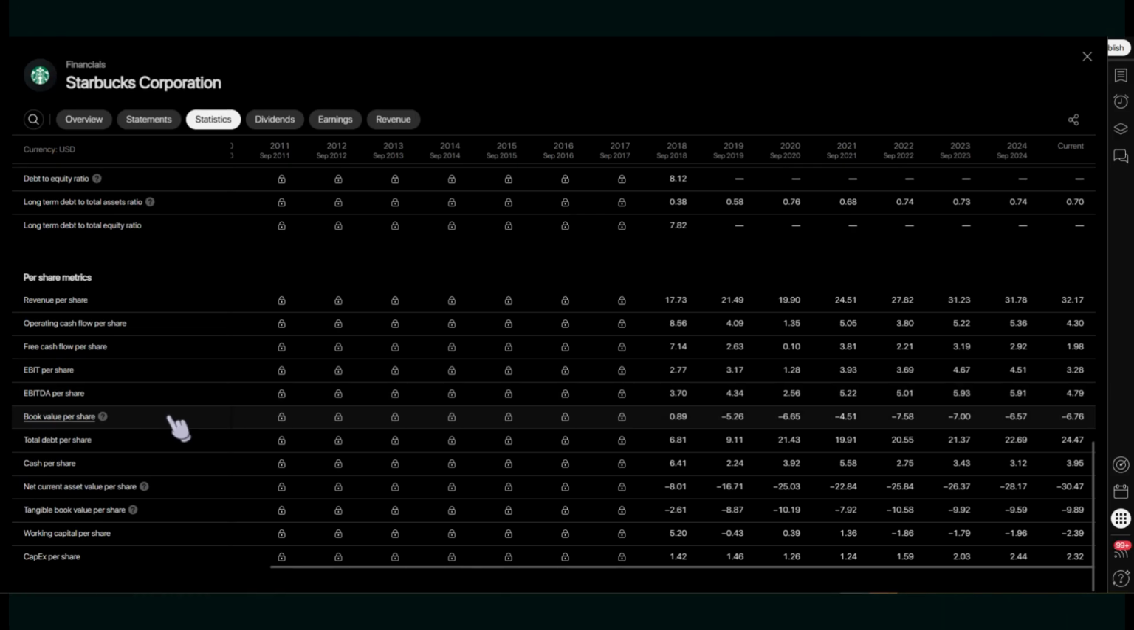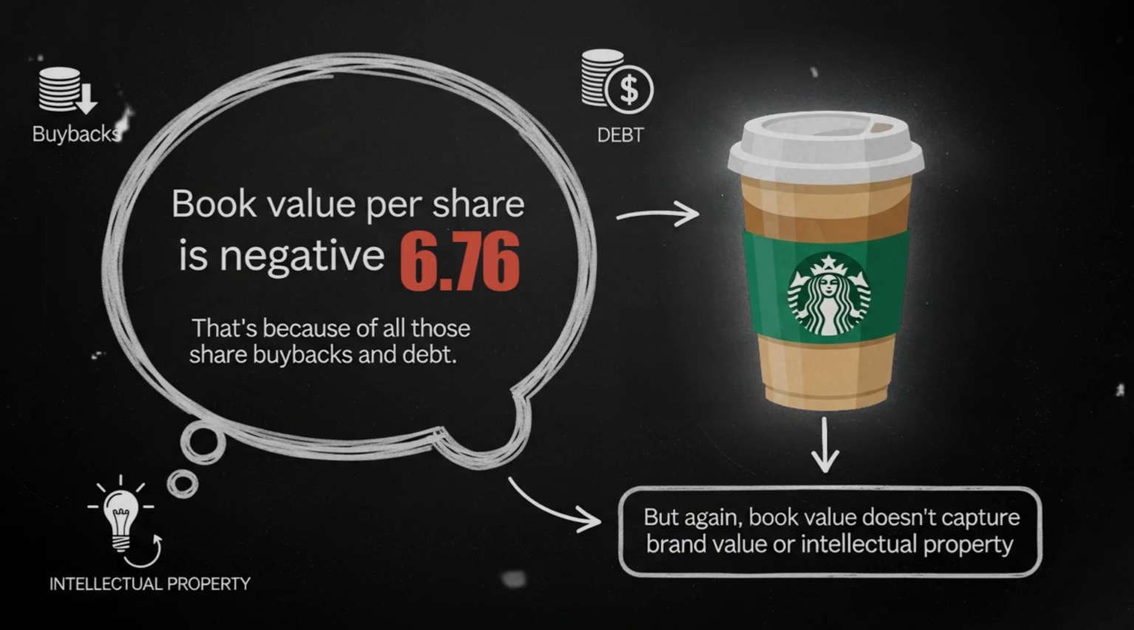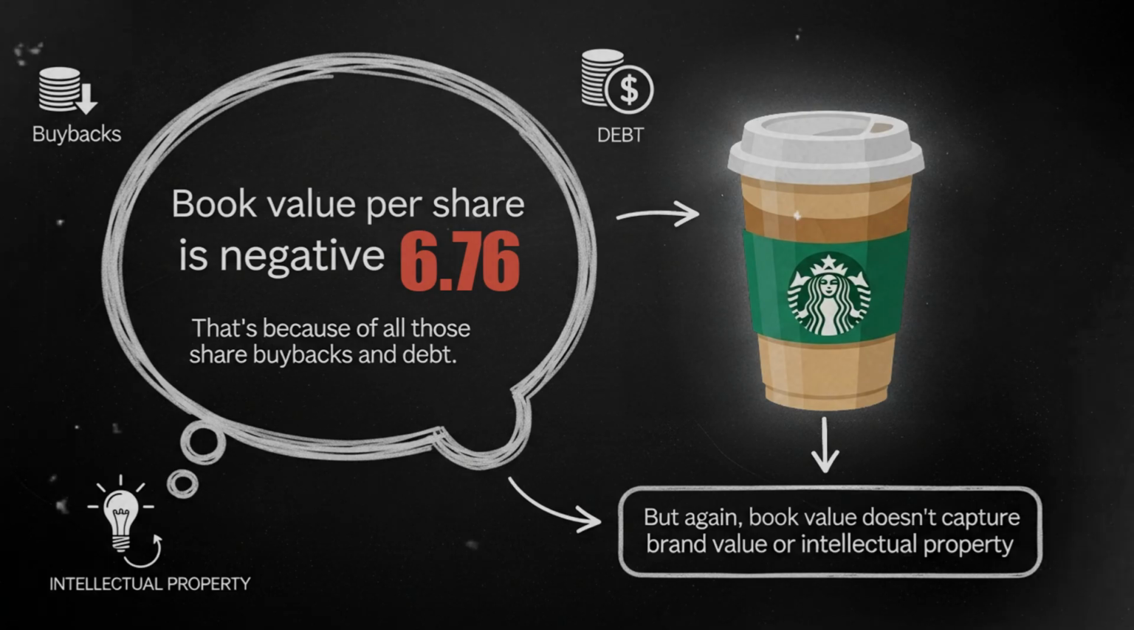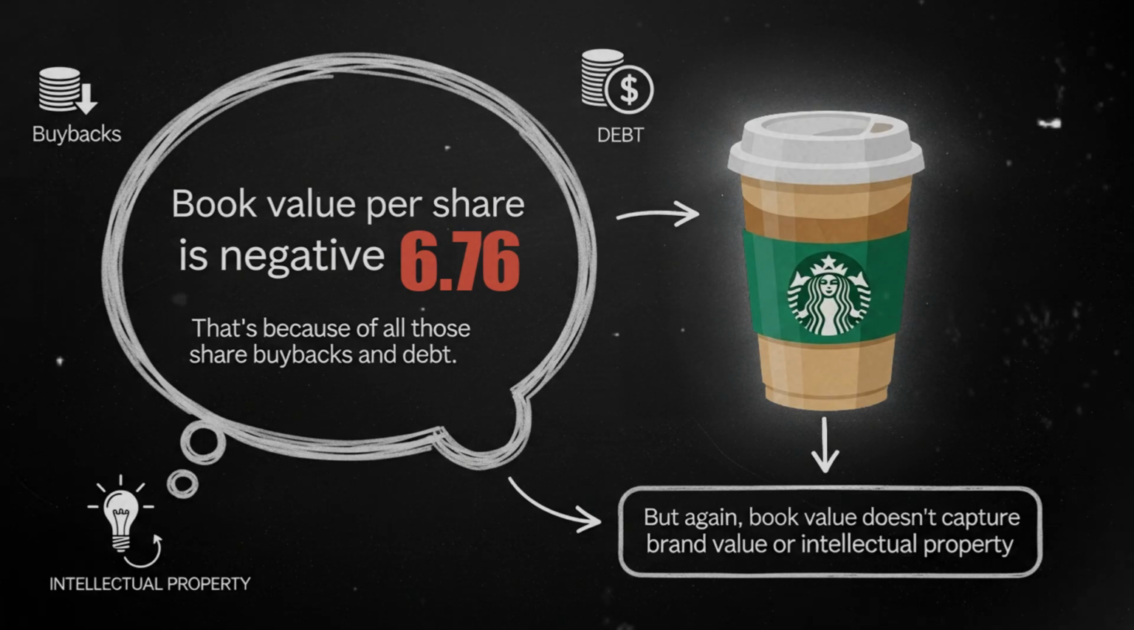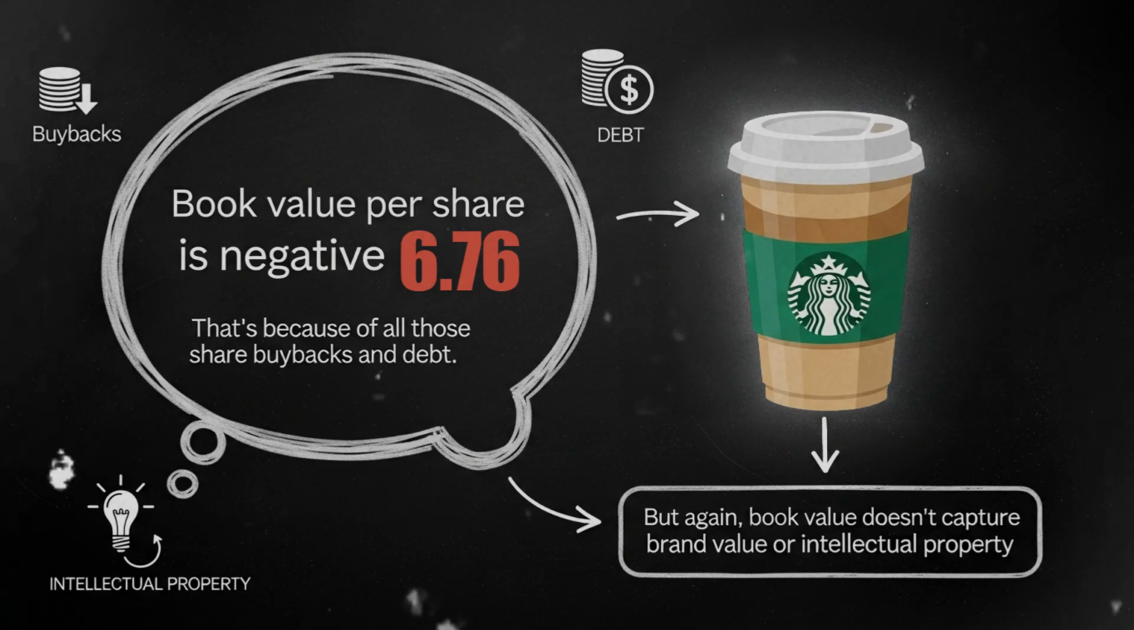Book value per share is negative 6.76. Yep, negative. That's because of all those share buybacks and debt. Technically, if you liquidated the company, shareholders would get nothing. But again, book value doesn't capture brand value or intellectual property.